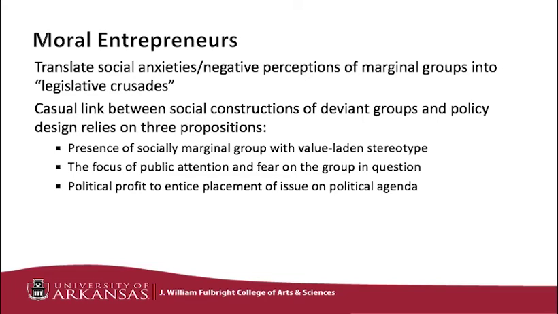Telling the stories regarding the causal link between social constructions of deviant groups and policy design relies upon 3 distinct propositions. The first is that there must be at least one socially marginal group that possesses a value-laden stereotype. From there, public attention must be focused on that group, with emotion most often being that of fear. From there, political profit can be made from placing the issue with the group that is socially constructed in a fear-inducing manner on the public agenda.